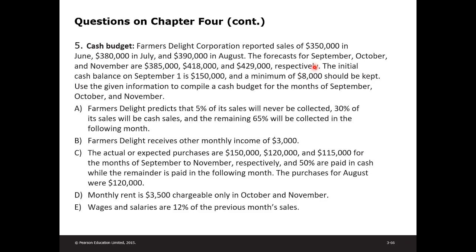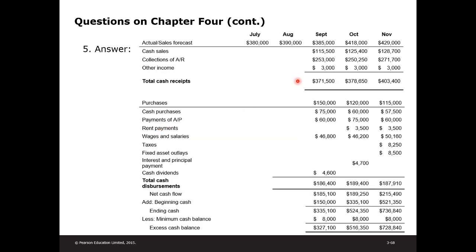30%, as given here. 30% will be cash sales. So we will multiply $385,000 by 30%, which will give us $115,500. And for October, the same thing: we will multiply $418,000 by 30%, which will give us $125,400, and so on for November.